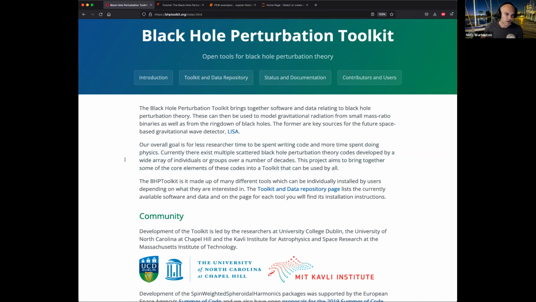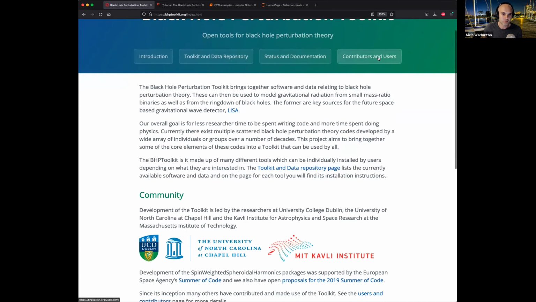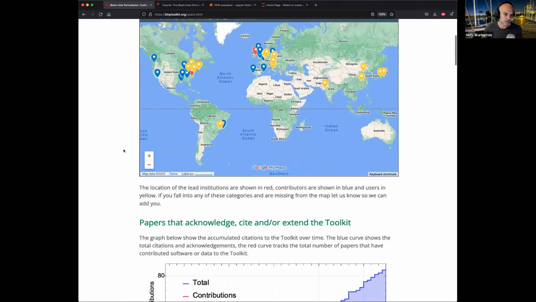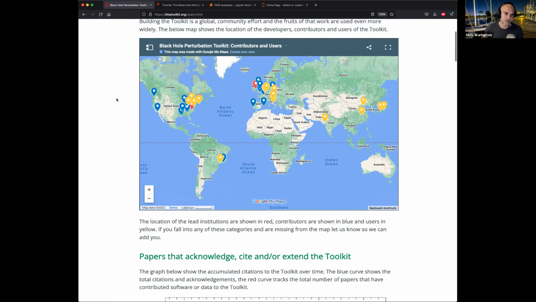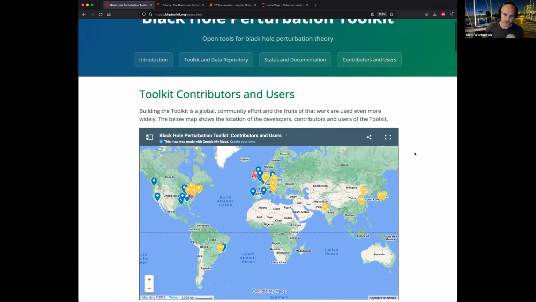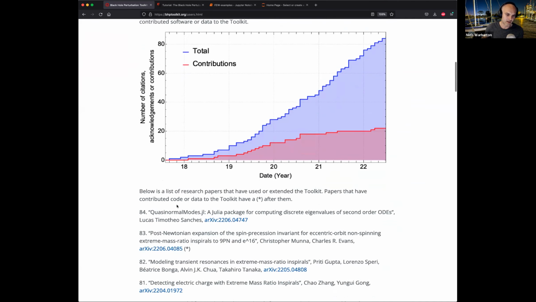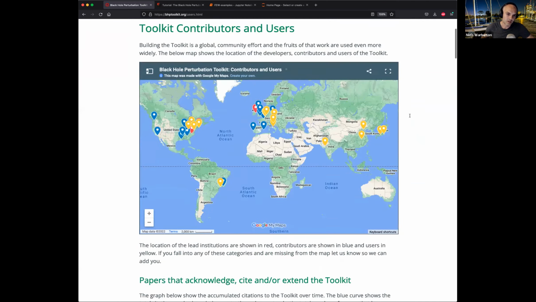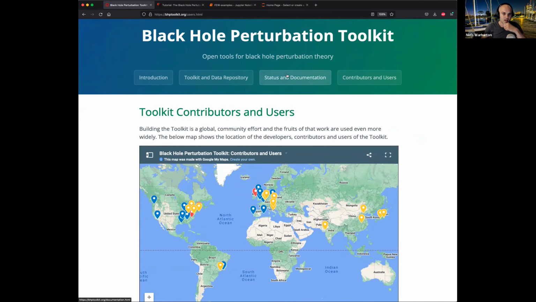And so I thought I'd start by just quickly going over the website. There are some useful things here to note. First of all, and I think Barry mentioned this as well, the toolkit has been around a little while now, and it's been used in quite a number of papers. So we have this webpage here, which shows the contributors and users as they appear all over the globe. And at least as far as we're aware, there are now 84 papers that have cited or acknowledged the toolkit as being important in their work, or cited packages that are in the toolkit for reference. So it seems to be getting some good uptake, which is nice.